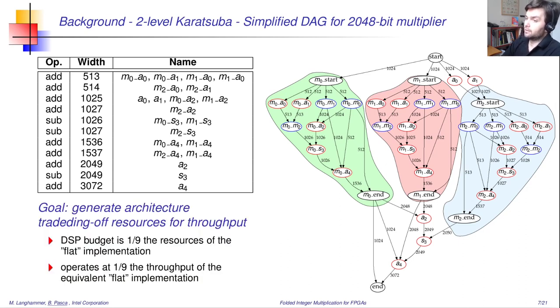Given this two-level recursive decomposition, our goal is to build a folded multiplier implementation using only one of the nine 512-bit multipliers. Additionally, our goal for this implementation is to work at 1/9 the throughput of the flat full-rate multiplier. This involves finding an efficient modular schedule for executing the blocks, such that a new multiplication can be issued every 9 clock cycles. In the rest of this presentation, we'll show the steps for building this multi-cycle implementation.